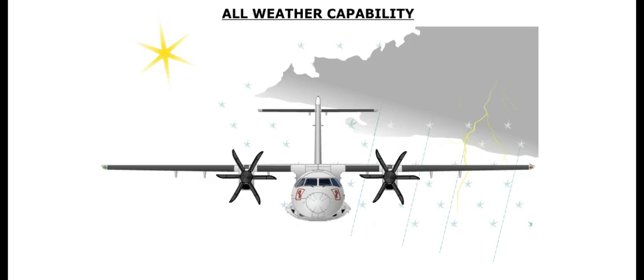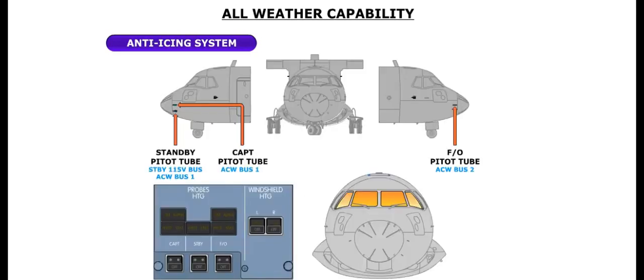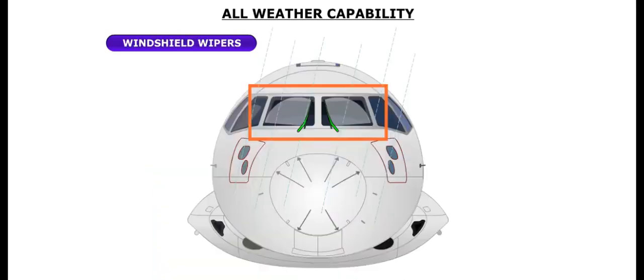The Ice and Rain Protection System provides the aircraft with an all-weather capability, and consists of a de-icing system, an anti-icing system, and a pair of windshield wipers. The aircraft ice protection system uses both pneumatic air and electric heat.